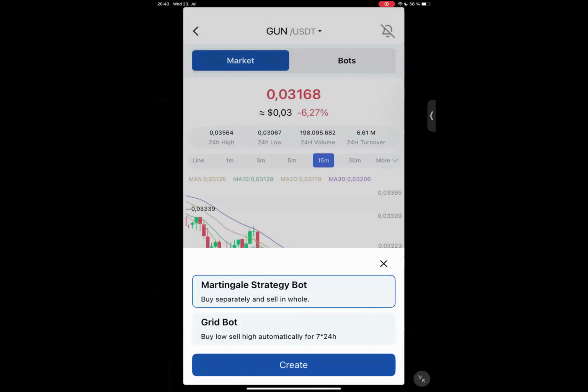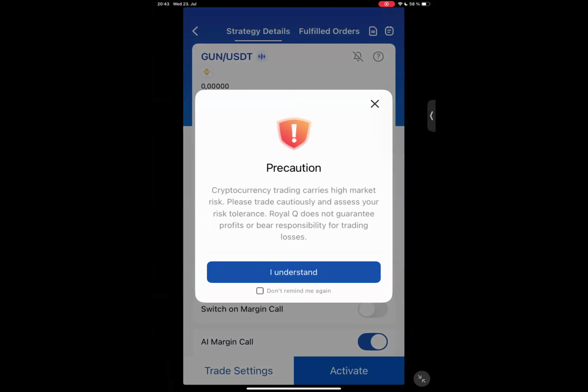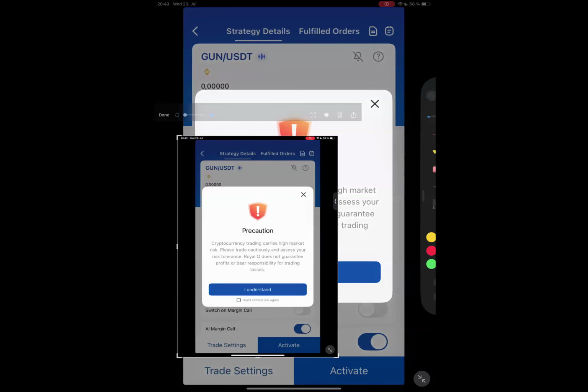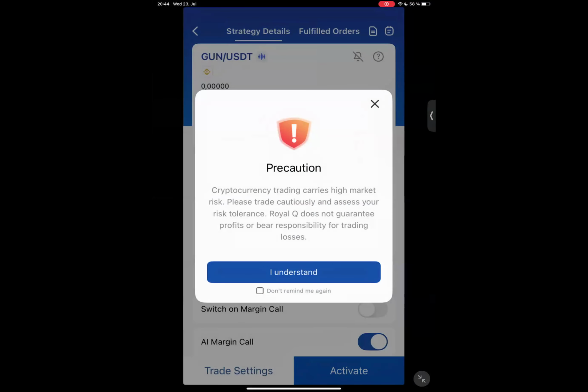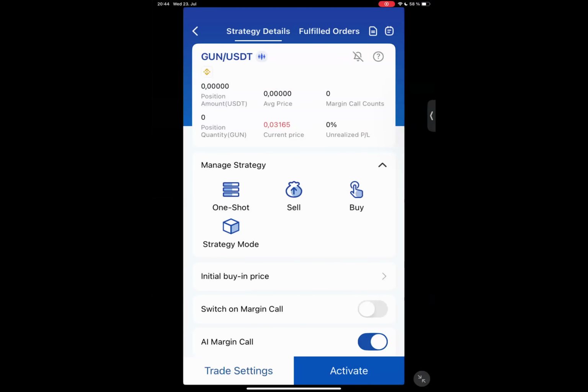We don't use the grid bots for now, okay? Now, there is a risk precaution. RoyalQ is telling you that cryptocurrency trading carries high market risks. Please trade cautiously and assess your risk tolerance. RoyalQ does not guarantee profits or bear responsibility for trading losses. So you just tap on "Don't remind me again, I understand." So anytime you want to trade this coin, this precaution will not pop out again.